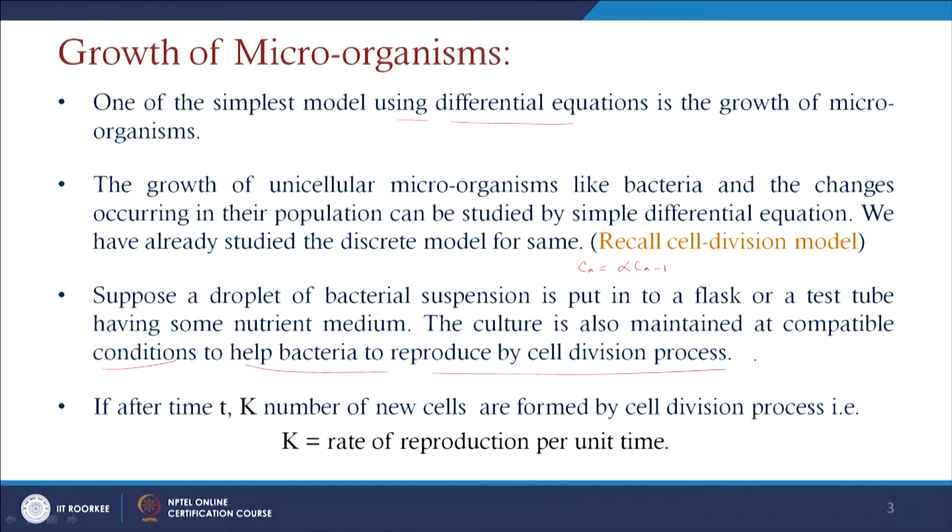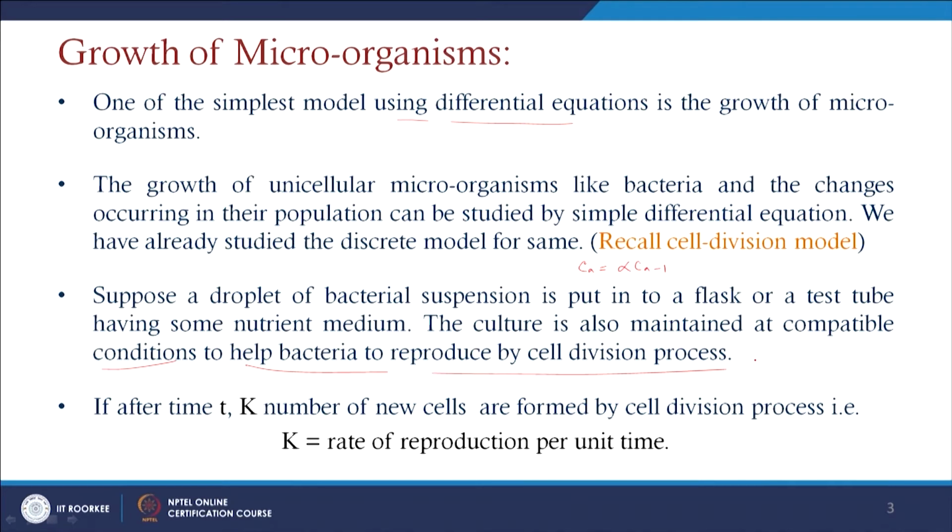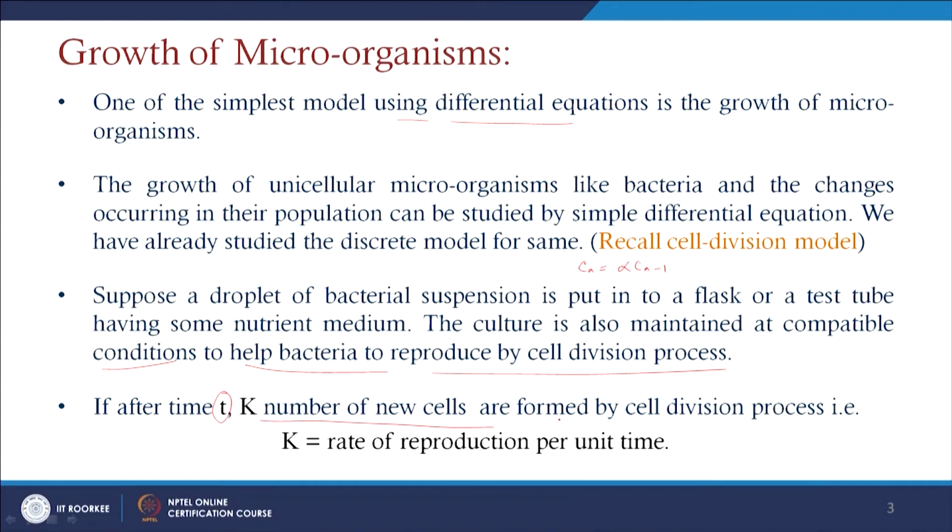At each time level, the cell will be divided to give new cells, so that the cell level can grow or increase. After a certain time, once this cell division process has started, you will have a huge number of cells in the population. And for a particular time T, we consider K as the number of new cells formed by the cell division process.